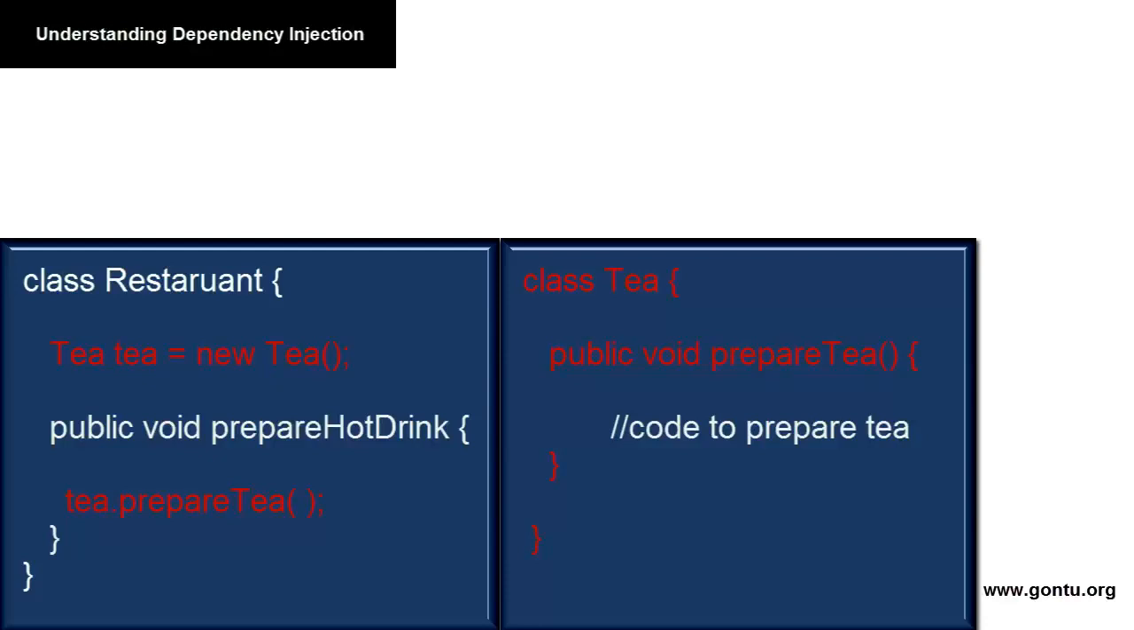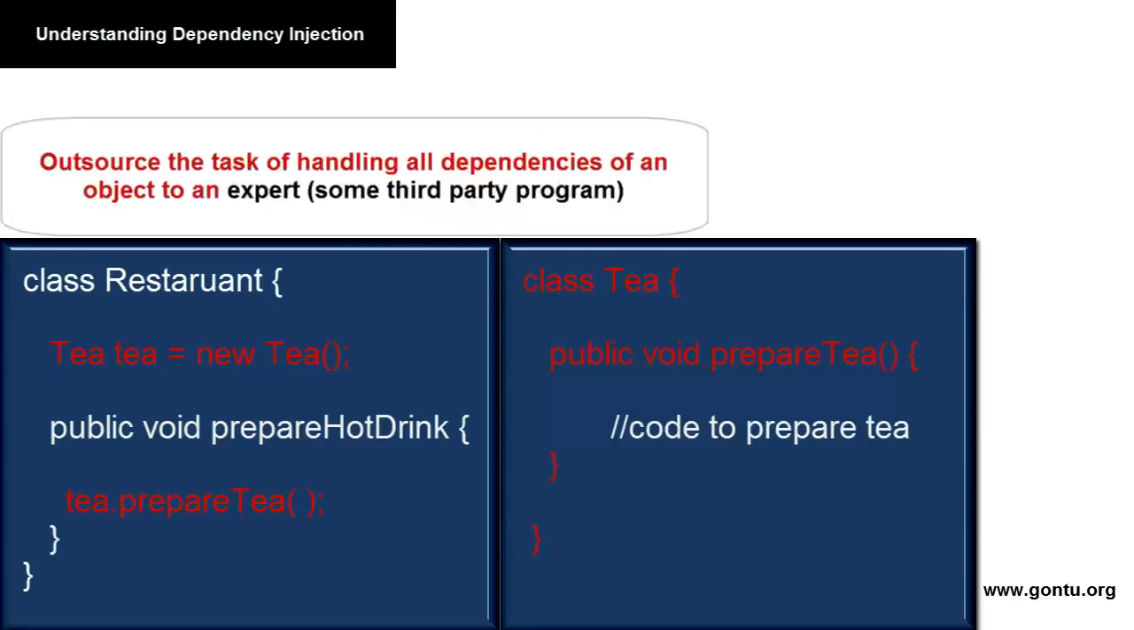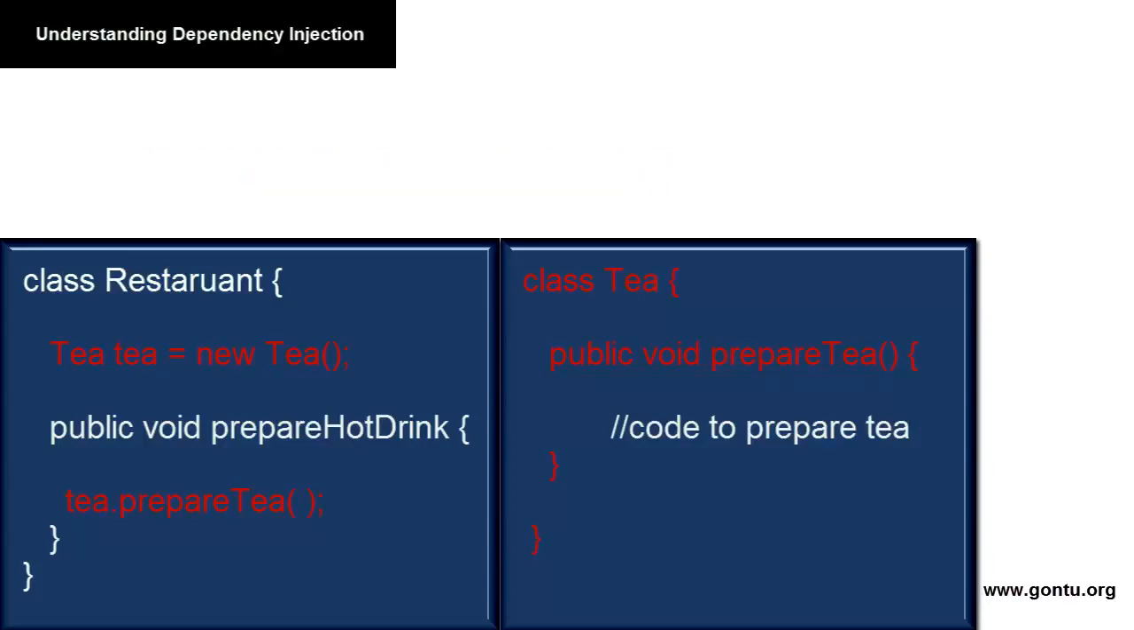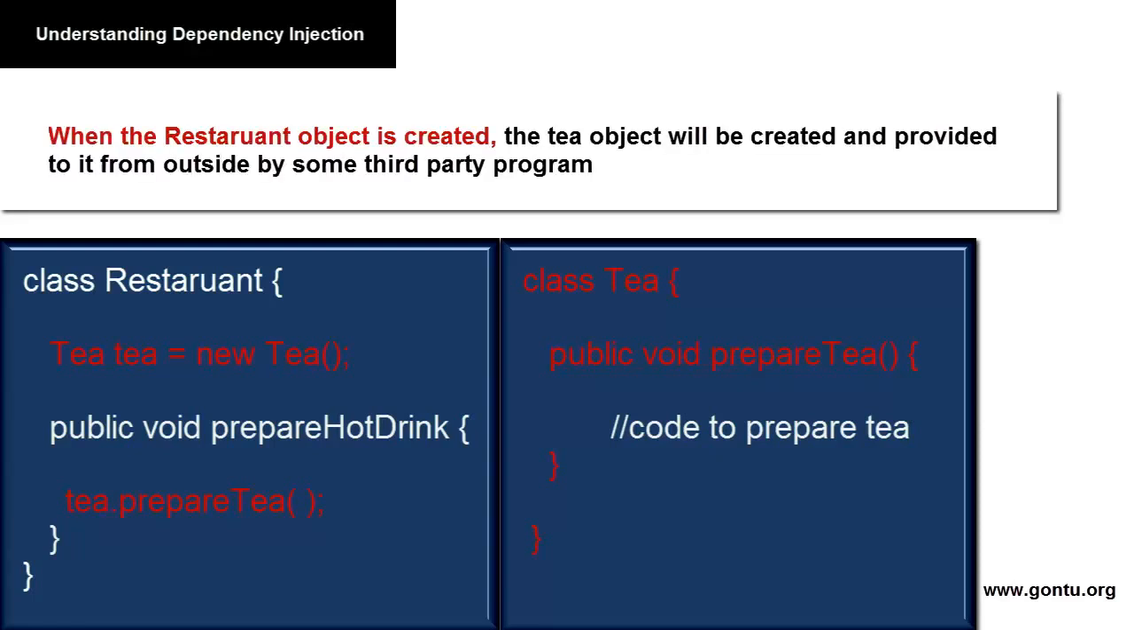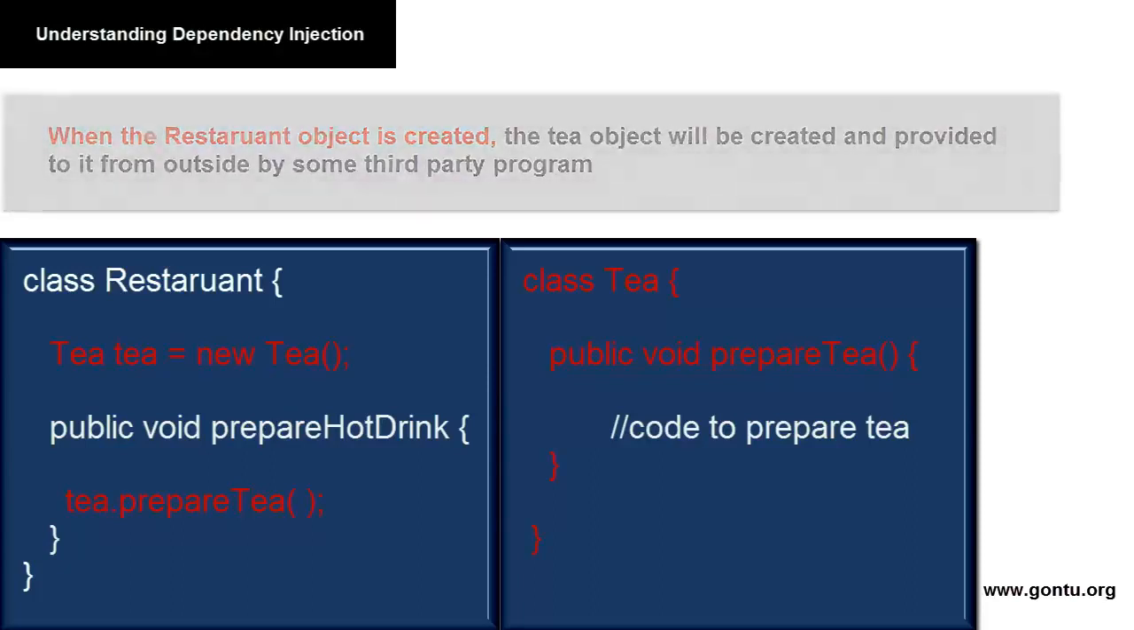For example here, why are you creating the dependencies of the restaurant class yourself? You need a restaurant object, then why take care of creating its dependencies yourself in the class? Outsource this task to some expert, which could be a program written by you or pre-existing ones like Spring Framework, which does the job of creating and providing the dependencies of the requested object at runtime. From now on, we'll call this expert some third-party program. So the idea is when the restaurant object is created, all its dependencies would be created and provided to it from outside by such a third-party program.